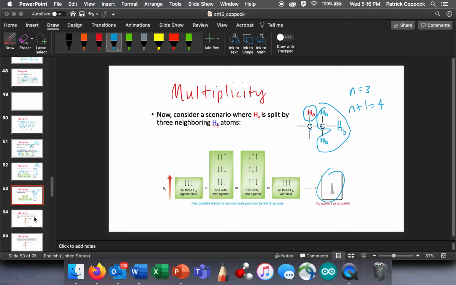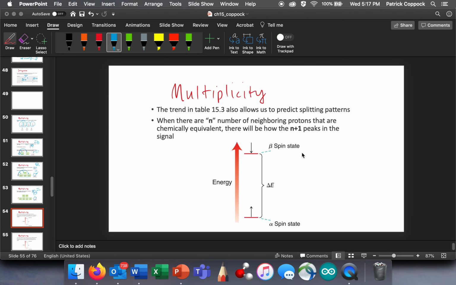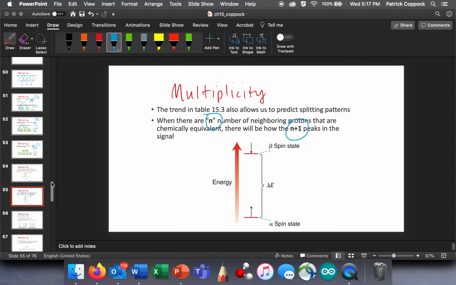All right. Now, Table 15.3 shows how the multiplicity trend continues. It's just the same thing. You would guess it's n plus 1. By analyzing the splitting pattern of a signal in proton NMR, you can determine the number of equivalent protons on adjacent carbons. We've seen this before. Where n is the number of neighboring protons, the signal has n plus 1 peaks. So we can look at the signal and know that the multiplicity is n plus 1, and we take 1 away from that, and that is the number of neighbors.